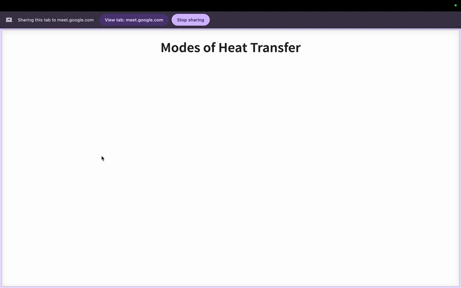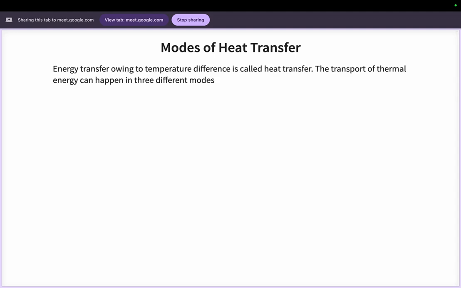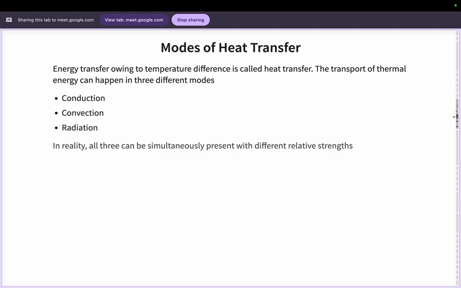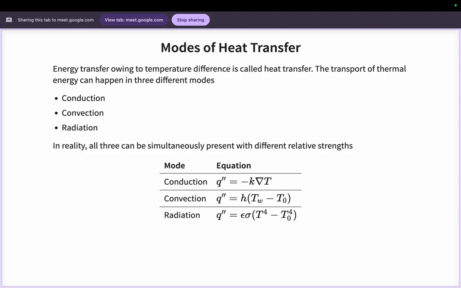Now coming to heat transfer, which is the main objective of this particular course, and which you're already familiar with, so I don't want to go much into it. You have three modes of heat transfer: conduction, convection, and radiation. The basic law for conduction is Fourier's law, where the heat flux is given by minus K times grad T, where grad T is the gradient of the temperature field inside that particular domain, and K is the thermal conductivity of the material.